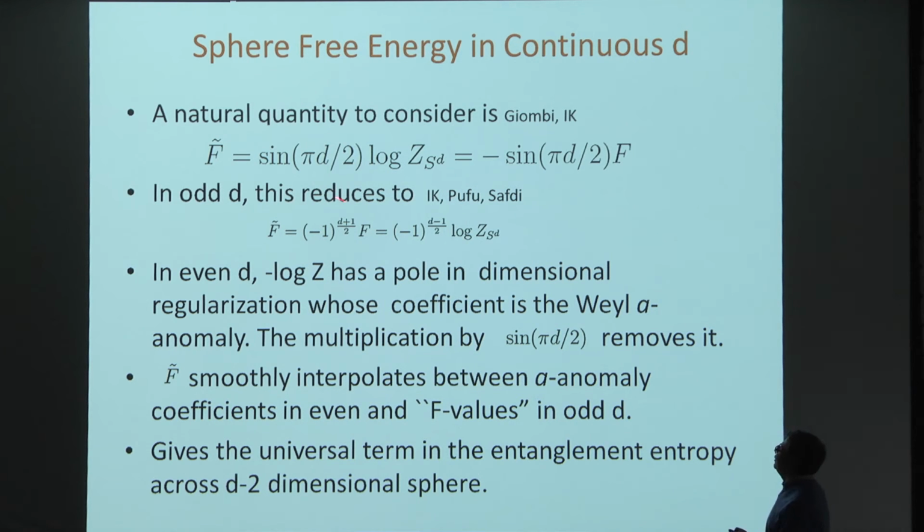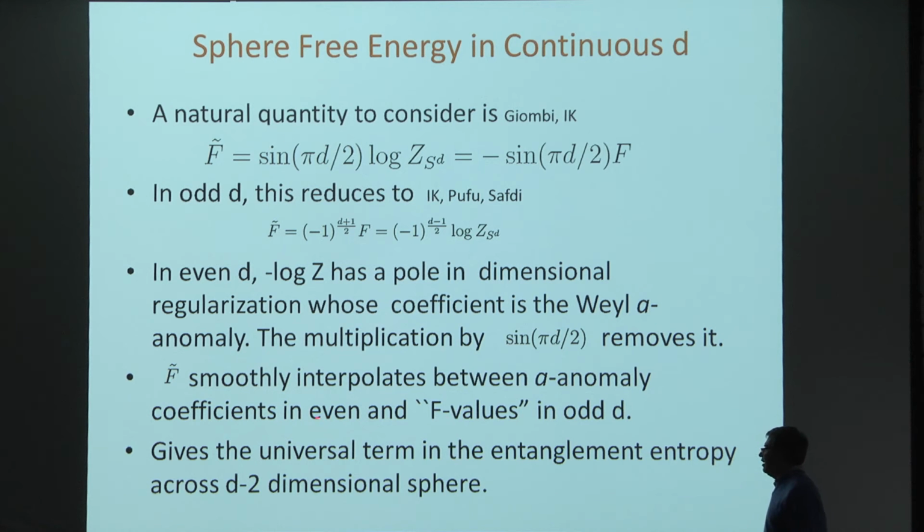To cancel this pole, Giombi and I decided to multiply by sine pi d over 2. It actually was sort of staring us in the face. If you compute the determinant as a function of d, there is always sine pi d over 2 in the denominator. So we just canceled it. And then you obtain what looks like a perfectly nice monotonic function, which smoothly interpolates between A anomaly coefficients in even and F values in odd dimension.